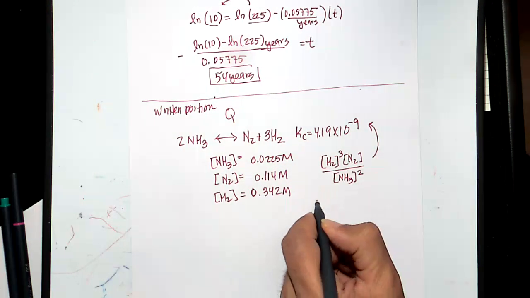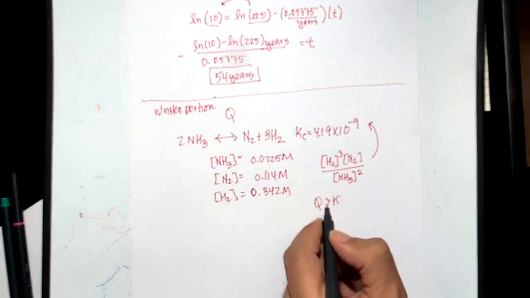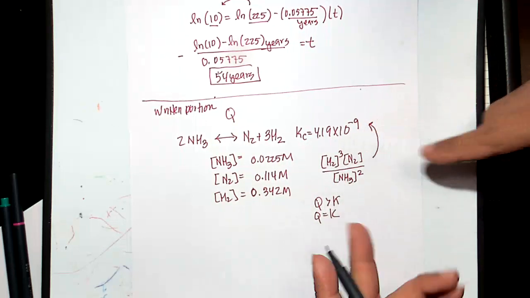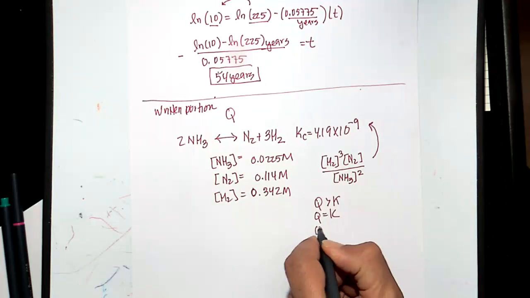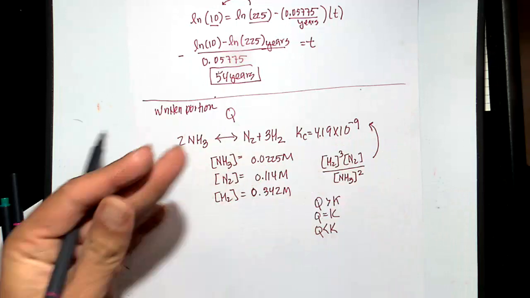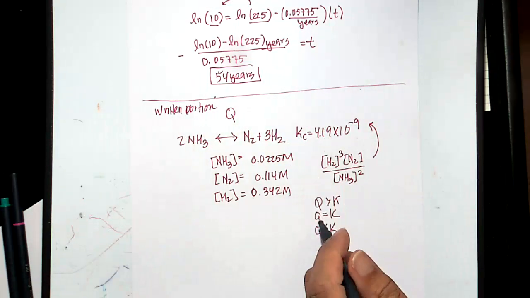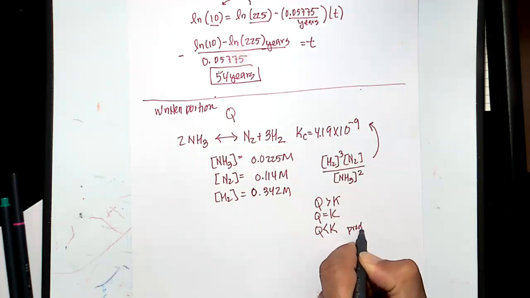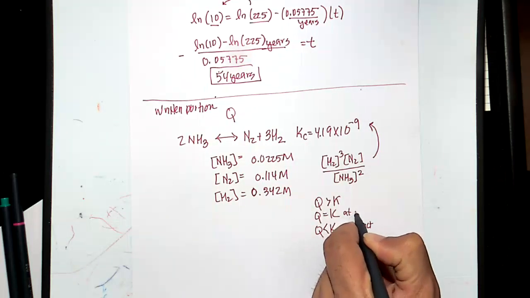So when we compare it to K, if it's greater than K, reaction will shift this way to get to equilibrium. If you plug in these numbers here and it equals to K, you're already at equilibrium, right? And finally, if Q is less than K, which way will the reaction shift to get to equilibrium? Where do the alligator jaws point? Okay, they point to the product side. Okay, so this will be on your written portion of the exam.